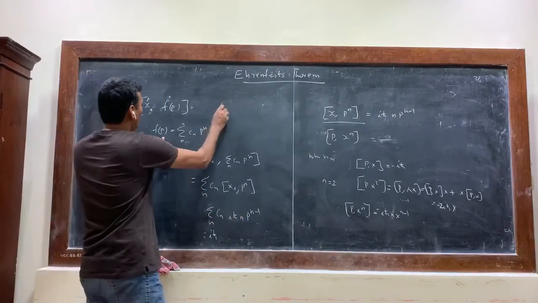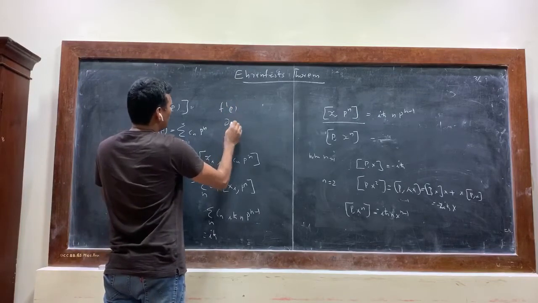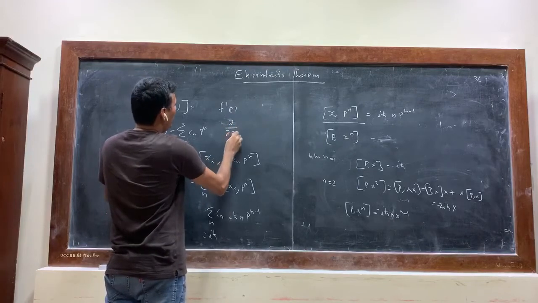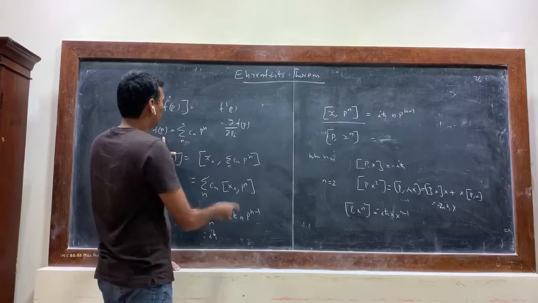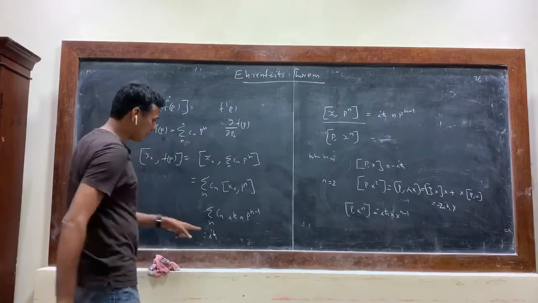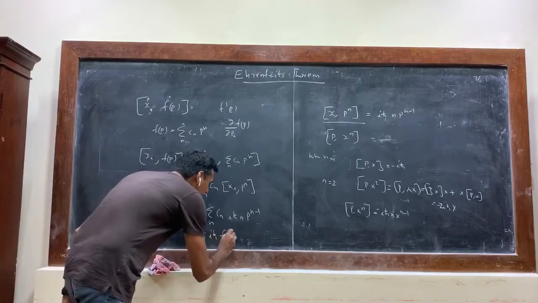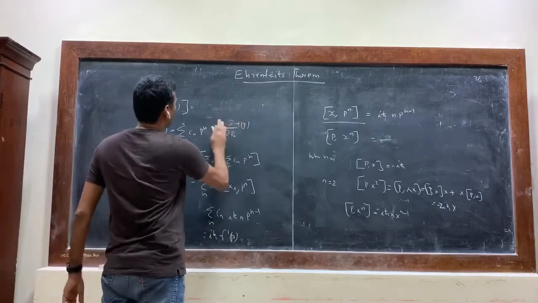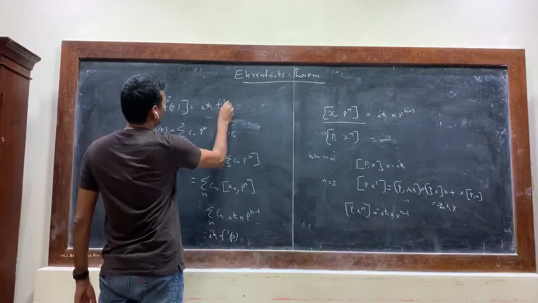What is f dash of p? That means f dash of p is del by del p_i of f of p. Okay, that is equal to c_n times n times p raised to n minus 1, right? So you can write this is equal to iħ times f dash of p. So you can clearly write this as iħ f dash of p.